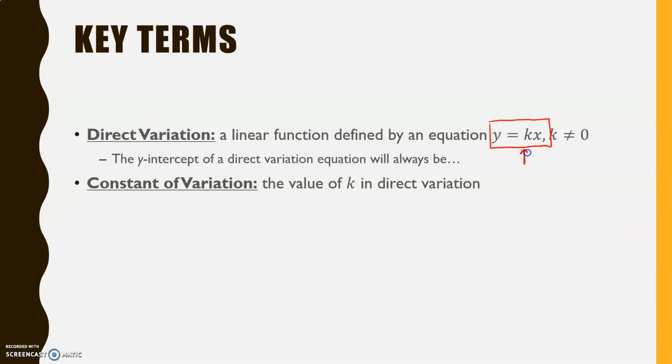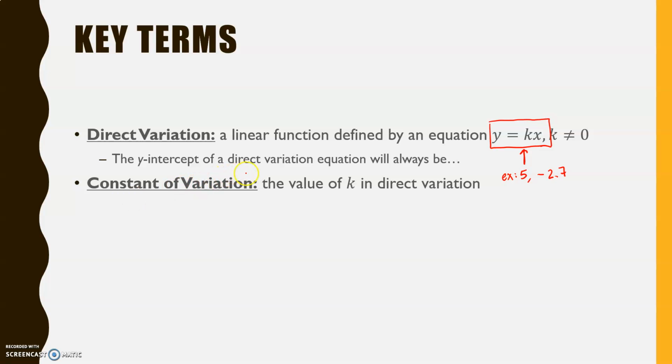You see it here defined as the constant of variation. It's the value of k in direct variation. So this is a number. It could be a number like 5. It could be a number like negative 2.7. It can be any number. It just can't be 0. The reason it can't be 0 is because if it was 0, we would have 0 times x, and we would just have y equals 0, and it would not be effective.